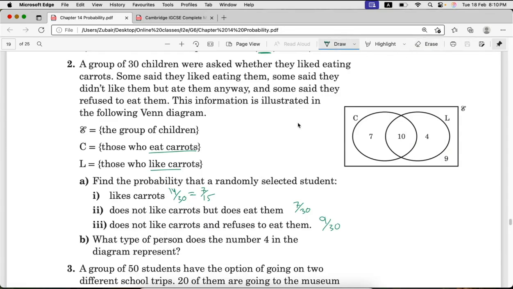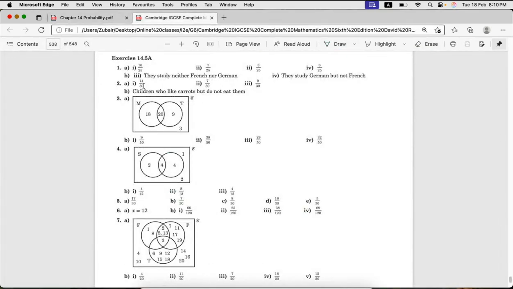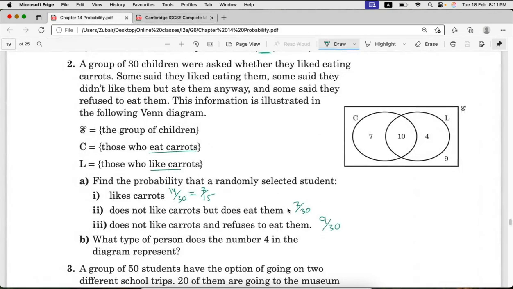Let me confirm these answers first. This is 2A, 2B. Can we simplify the 9 and 30? 14, 7, and 9. Yes. What type of person does the number 4 in the diagram represent? The children who like it, but they don't eat them. Yes.